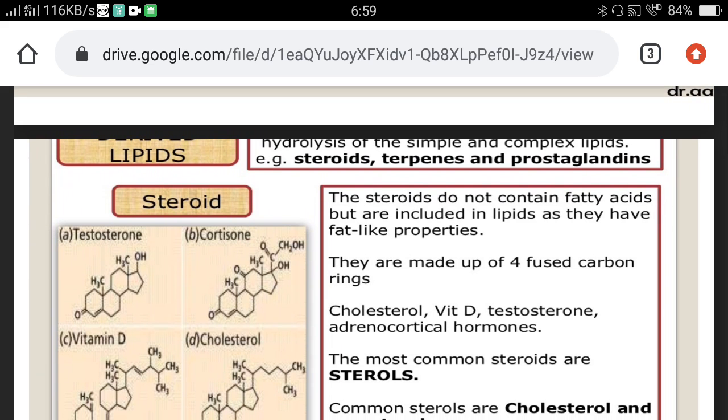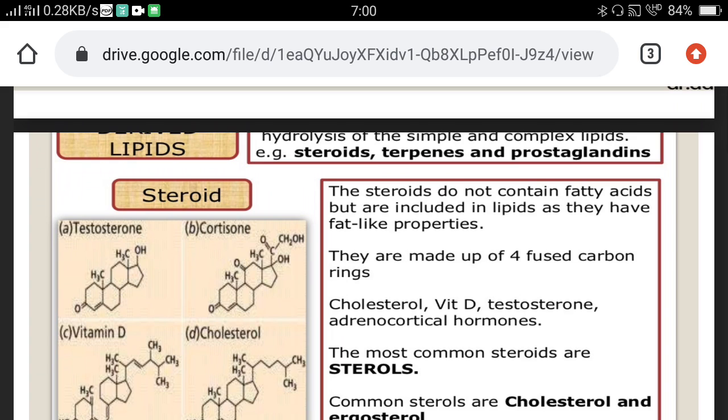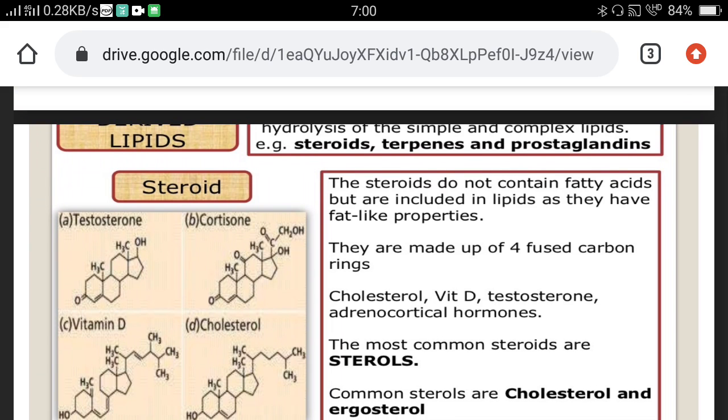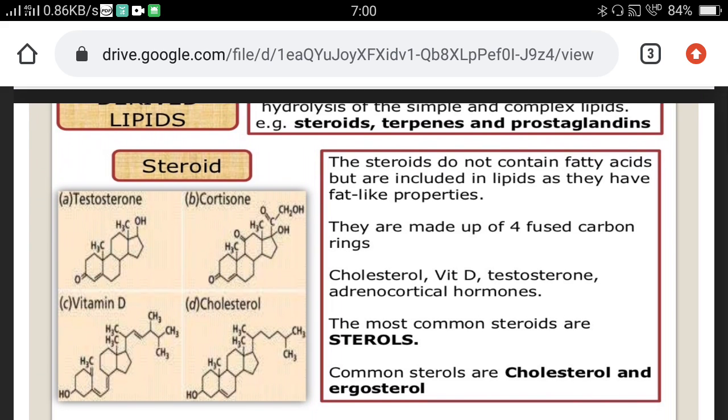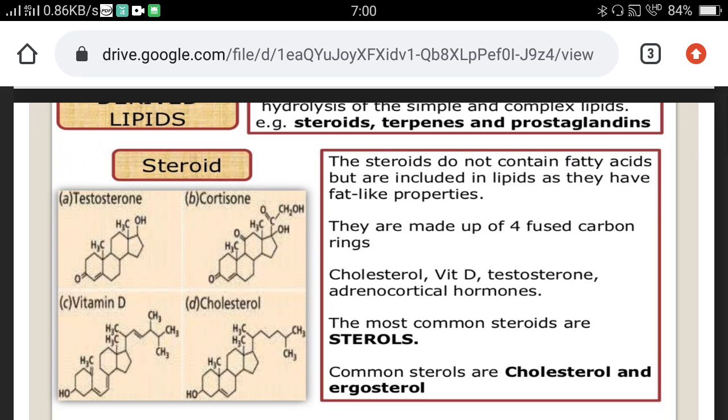Derived lipids: hydrolysis products of the simple and complex lipids, steroids, terpenes, and prostaglandins. Steroids do not contain fatty acids but are included in lipids as they have fat-like properties. They are made up of four fused carbon rings: cholesterol, vitamin D, testosterone, adrenocortical hormones. The most common steroids are sterols. Common sterols are cholesterol and ergosterol.